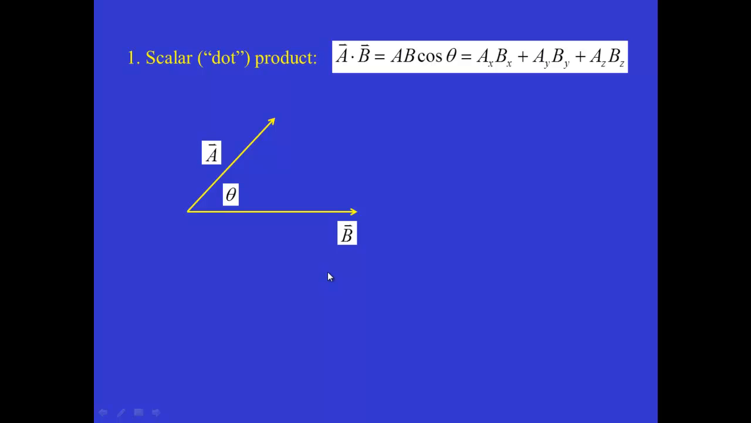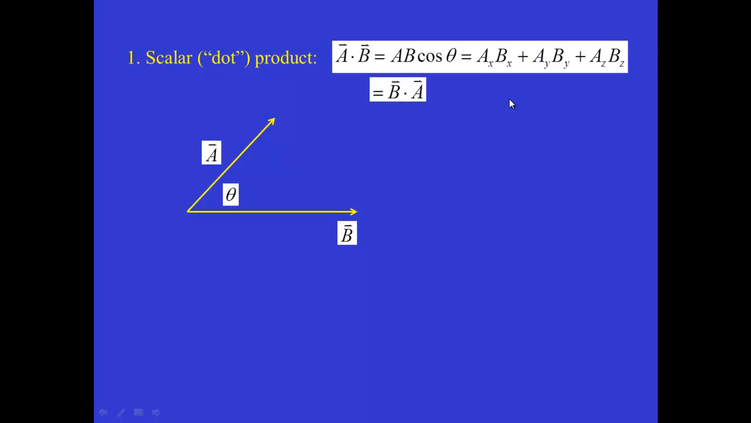And in this one, we can see that the 2 vectors, if they're drawn tail to tail, as they always must be for this definition to work, they define an angle theta. And so A dot B, the way we read this, is the magnitude of vector A times the magnitude of vector B times the cosine of the angle between them. And we can prove that that is also given in component notation by the sum of the products of the x, y, and z components.